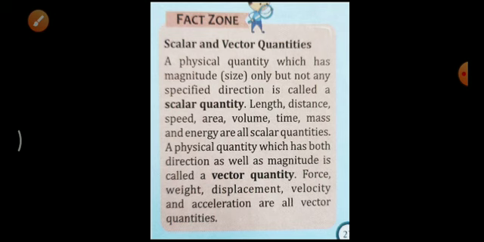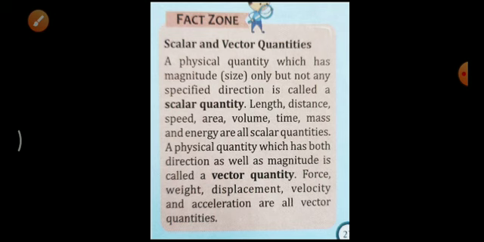Exactly like that, the opposite of scalar quantities is the vector quantity, which has both magnitude as well as direction. Example: force. Yes, force is a vector quantity because it has magnitude as well as direction. In which direction we are applying the force, that we must mention. Then weight, always acting vertically downward, which also has direction as well as magnitude. Displacement also depends upon direction. Then velocity and acceleration are all vector quantities.